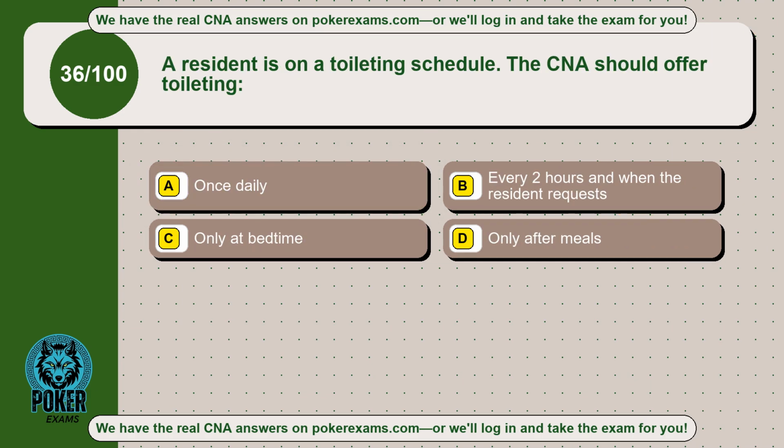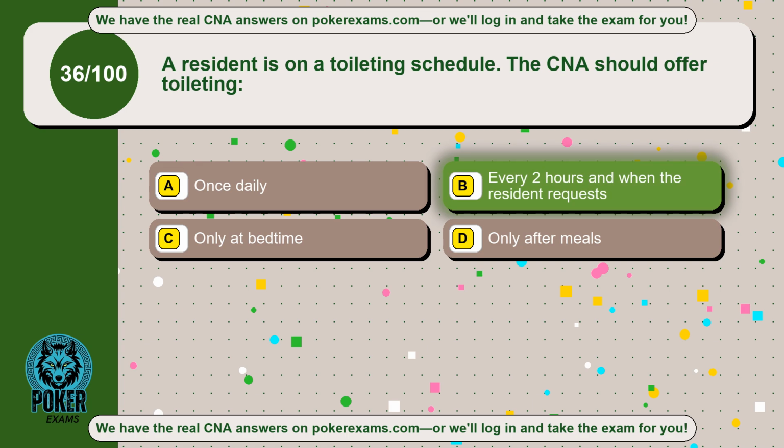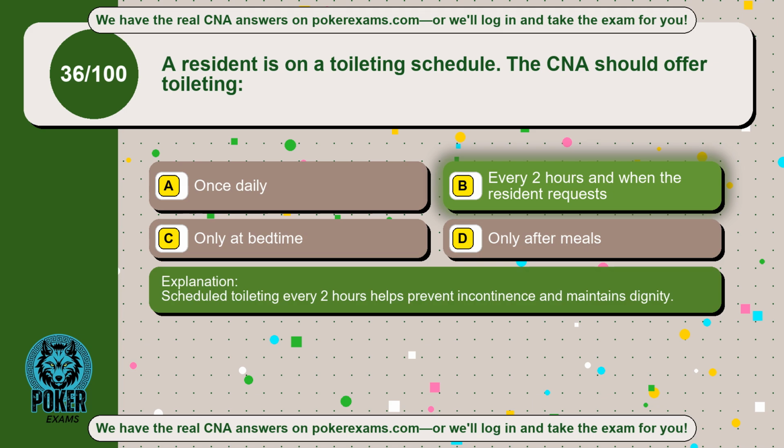Question 36. A resident is on a toileting schedule. The CNA should offer toileting. Option A. Once daily. Option B. Every 2 hours and when the resident requests. Option C. Only at bedtime. Option D. Only after meals. The correct answer is option B. Every 2 hours and when the resident requests. Scheduled toileting every 2 hours helps prevent incontinence and maintains dignity.